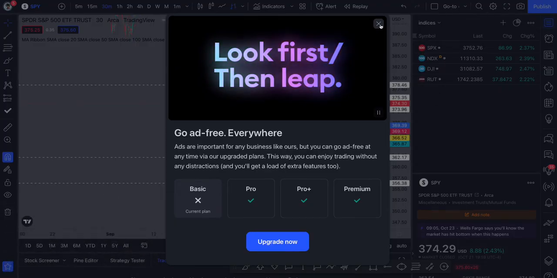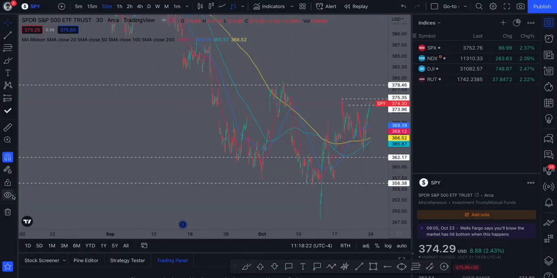I'm getting tired of this ad-free version, but I'm not trying to pay for this. Anyways, let me just clear this off.